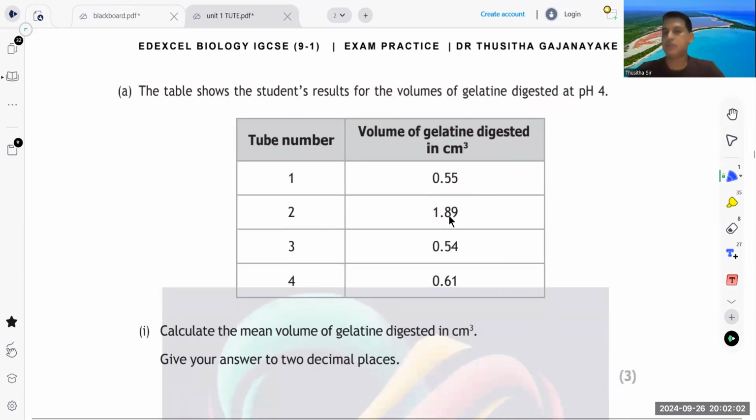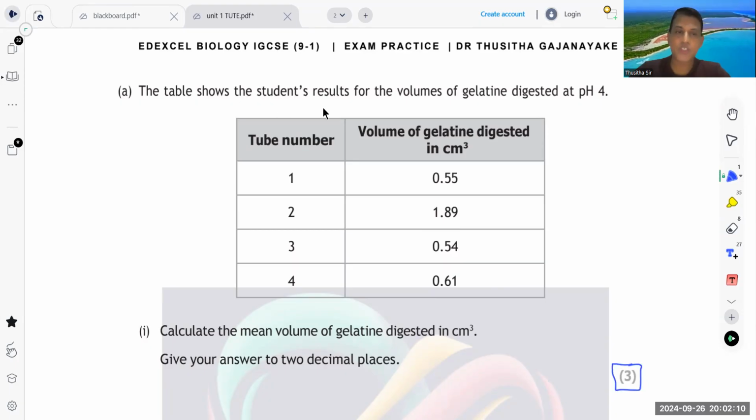Right, now I will explain the answer for this, with the 3 marks. The table shows the student result for the volume of gelatin digested at pH 4. So pH 4 is a constant because buffer solution, as I mentioned, keeps pH constant. pH does not change, pH is always 4. Temperature is 37, pH is 4. They have four tubes, one, two, three, four. Then the volume of gelatin digested in cm cube is given.